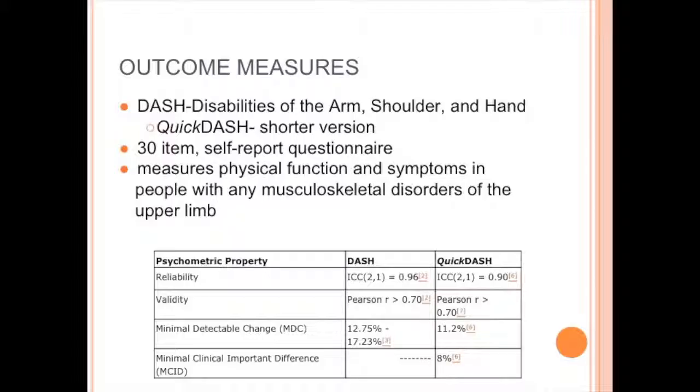Some values for the reliability of the DASH are shown in the chart below. There's no MCID value for the actual DASH, but the QuickDASH has an 8% difference, and the minimal detectable change for the DASH is 12.75% to 17.23%, and the QuickDASH has 11.2% for MDC.